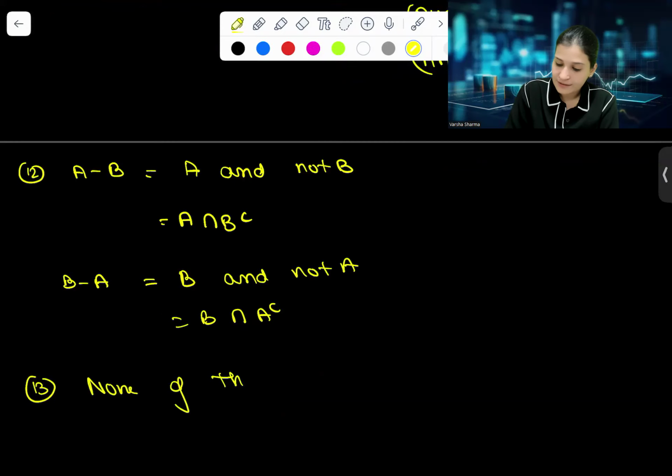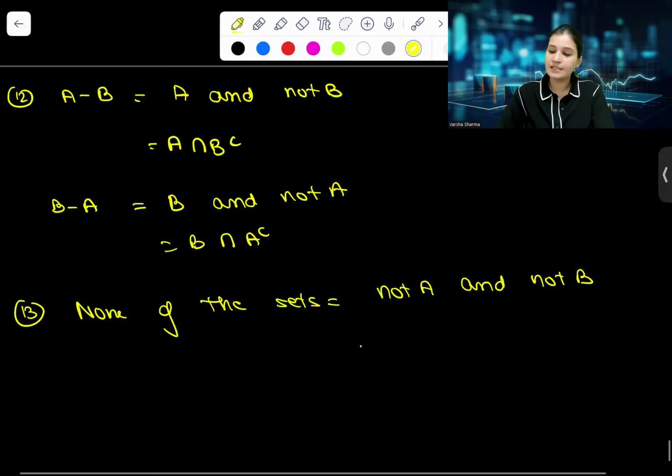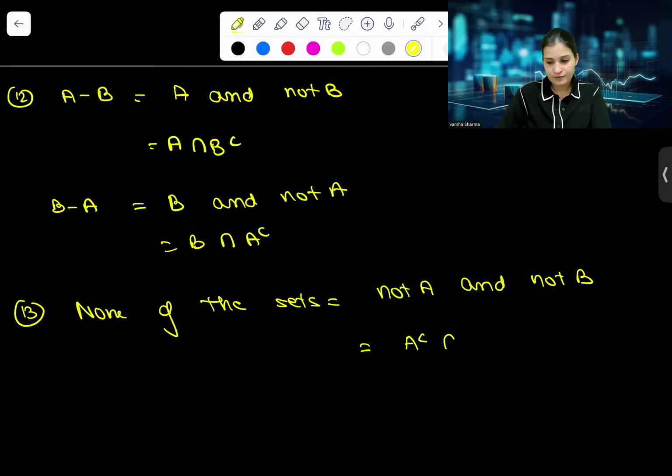How will you represent this? Not A and not B. Yes or no? I don't want A as well as I don't want B. I don't want either. Right? So how should I write it as a symbol? I don't want A and I don't want B. So A complement intersection B complement.